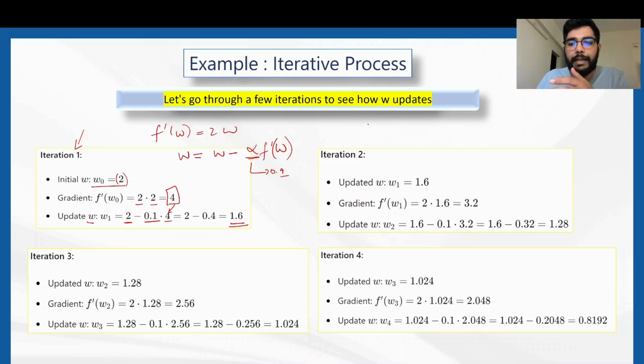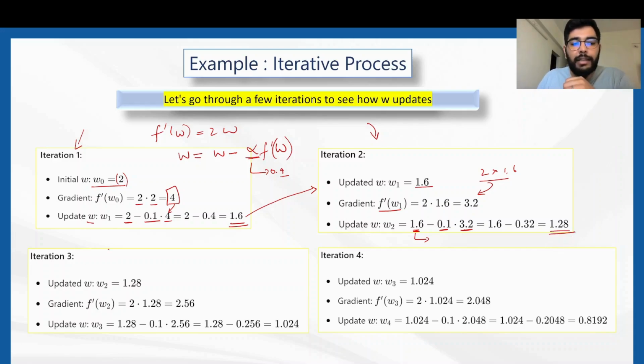Then we come to the second iteration. Since the weight has updated, we have the updated weight as 1.6 and we repeat the same process of calculating the gradient with respect to that. That is 2 times 1.6, which gives us a value of 3.2. We update the weight again with this formula, that is the updated weight 1.6 minus the product of gradient 3.2 and the constant learning rate, which gives us an even lower w parameter of 1.28.